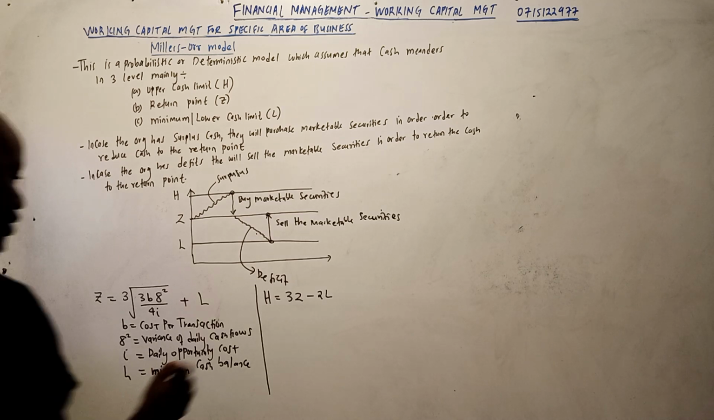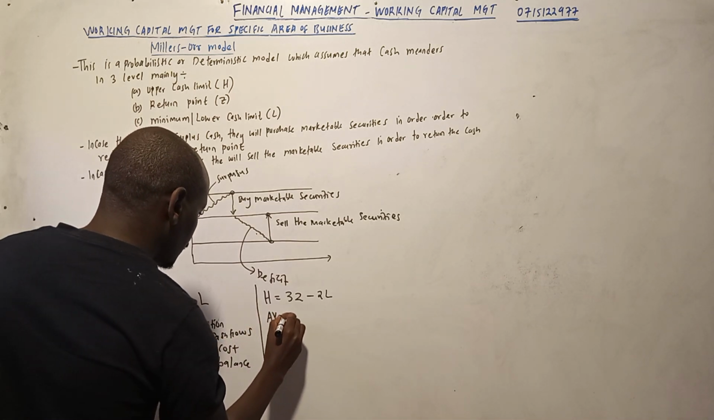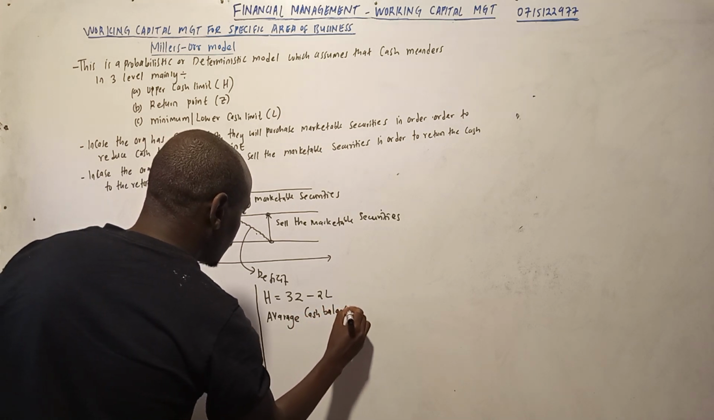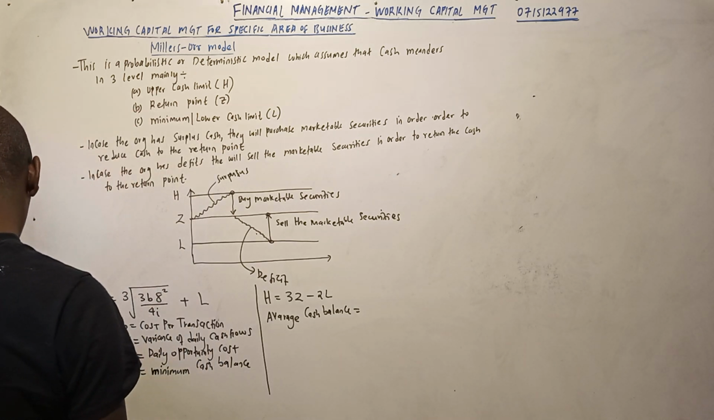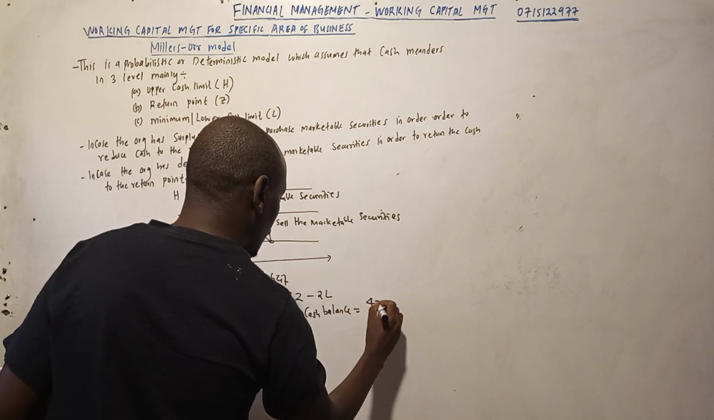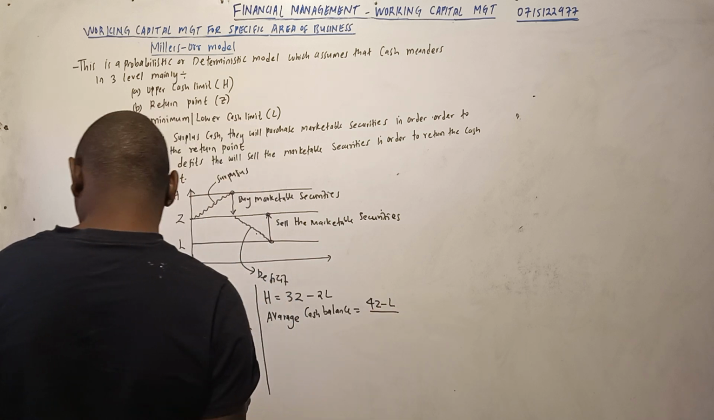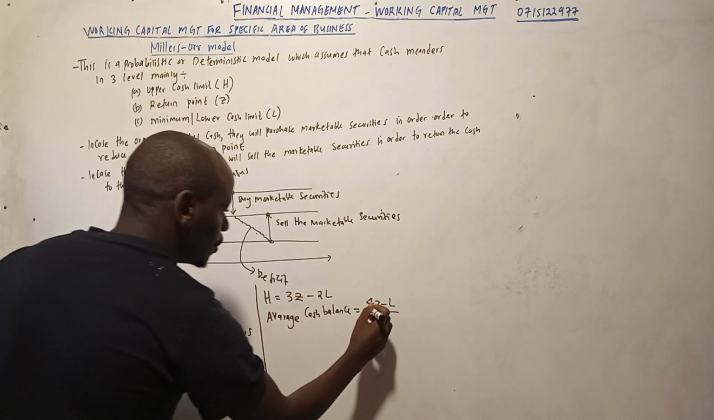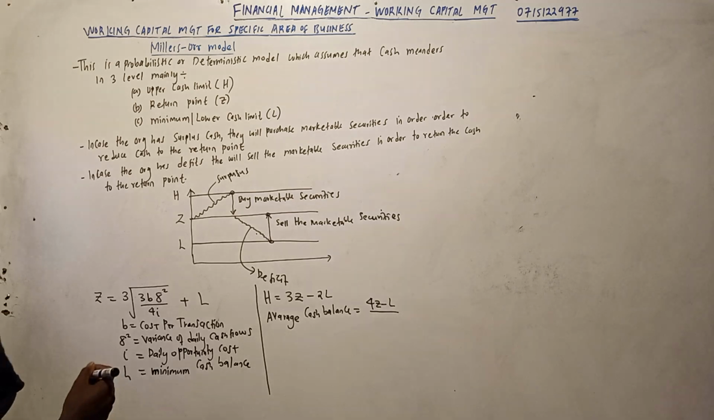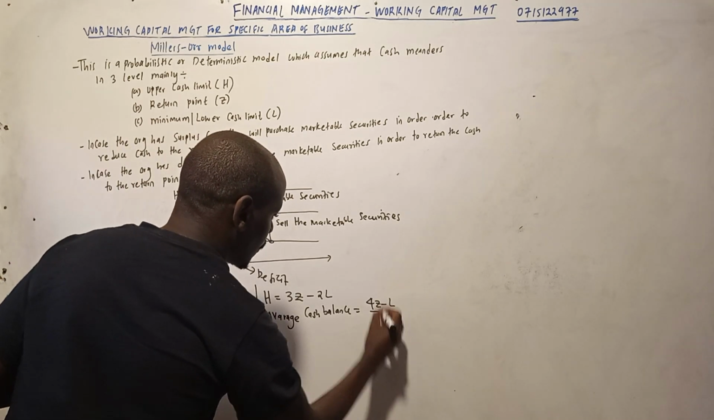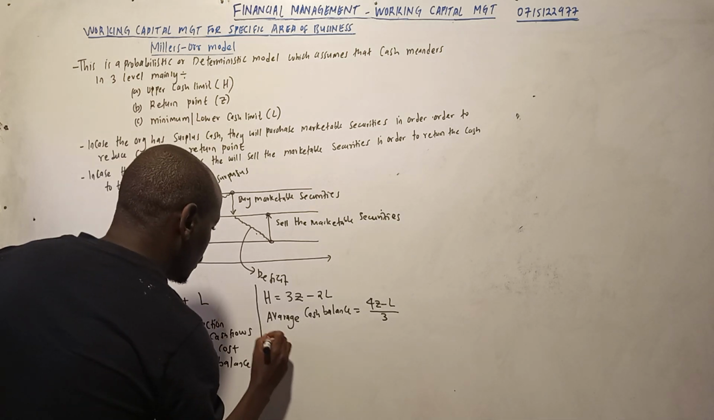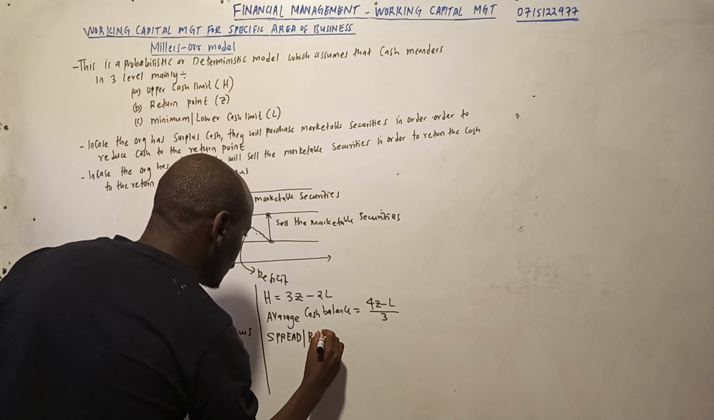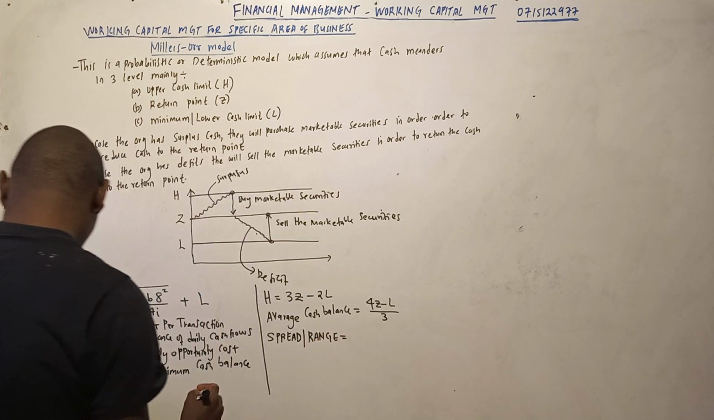Then we have the average cash balance, which is (4Z minus L) divided by 3. I will write Z like this so that you know it is Z, not 2. Then the spread, which I'll call the range, is H minus L.